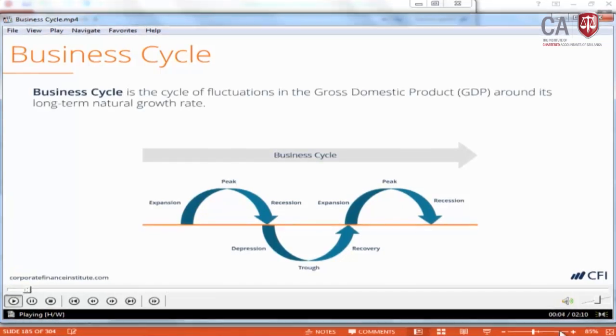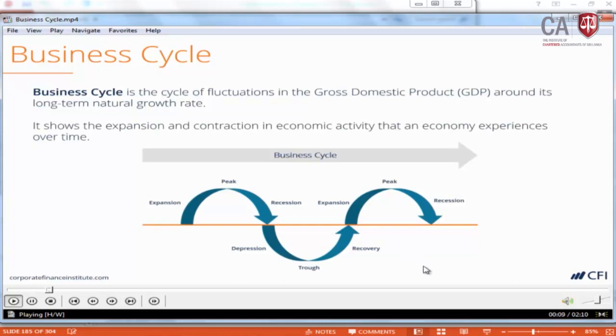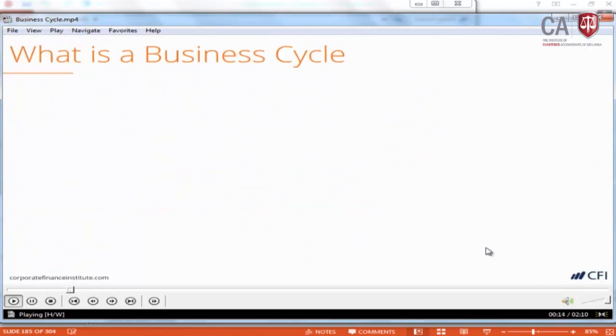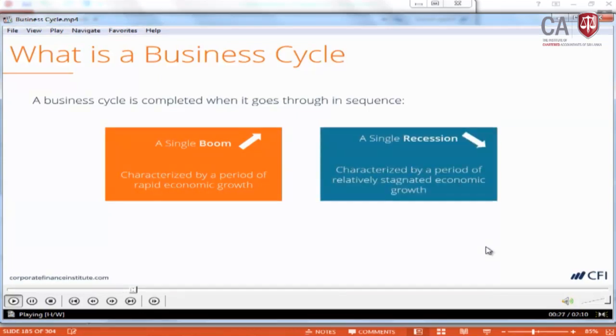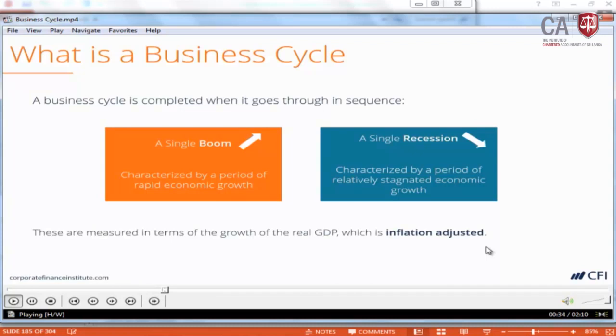The business cycle is the fluctuation of gross domestic product around its natural growth rate. It includes both expansion and contraction in economic activity. Let's take a closer look at what a business cycle really is. It consists of sequences: it could have a boom, which is a period of economic growth or rising gross domestic product. It could also be a recession, which is a period of shrinking economic activity. At the end of the day, the stages of the business cycle are measured in terms of GDP.